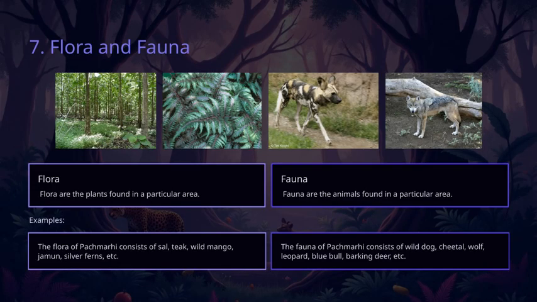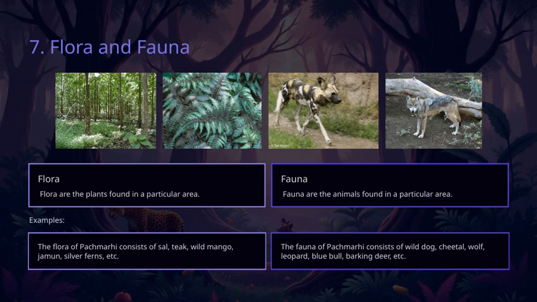Now let's talk about flora and fauna, which are key components of any ecosystem. Flora refers to the plants found in a particular area. For example, in Pachmarhi, you'll find a variety of plants such as sal, teak, wild mango, jamun, and silver ferns. These plants are not only beautiful but also essential for maintaining the ecological balance.